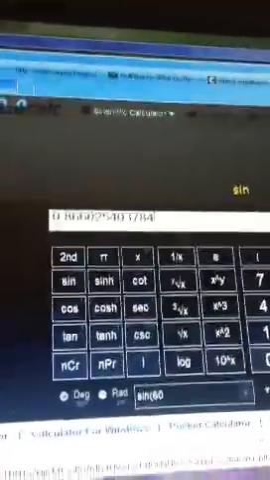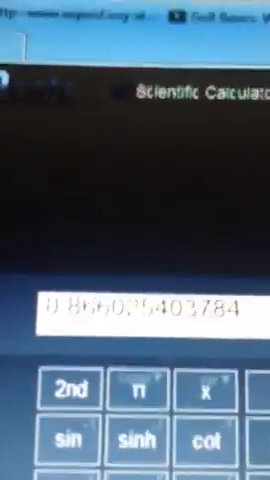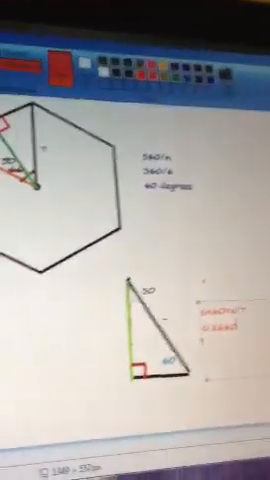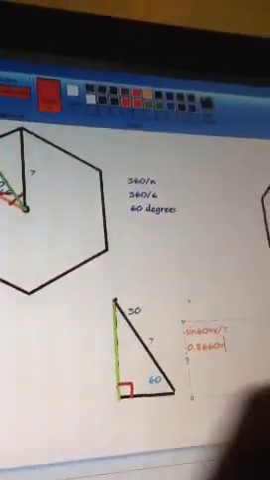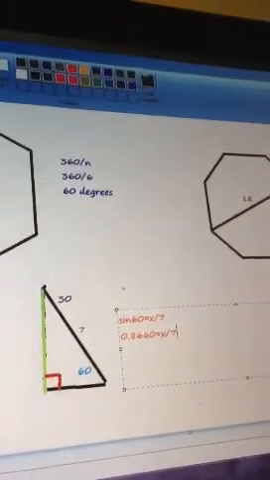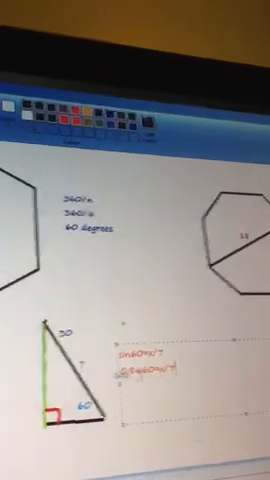Okay. So if you remember back from sine, you're going to take the first 4 numbers from behind the decimal. So 0.8660 equals x over 7. And then if we put this decimal over 1 and cross multiply, we're going to get x equals 7 times 0.8660.